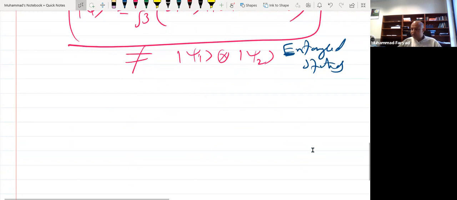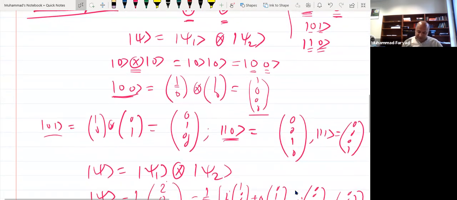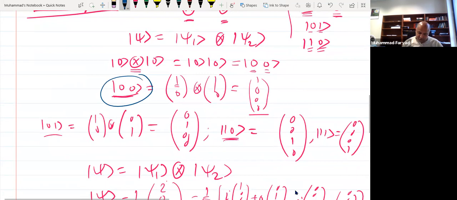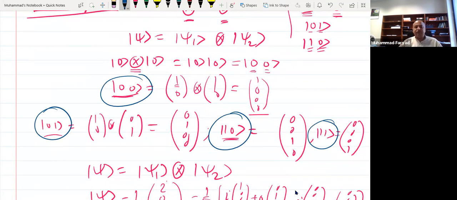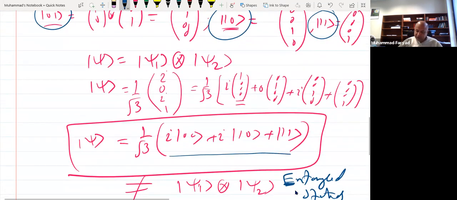Okay, so to give you another example, let's say I have a state like this. By the way, you can easily now see that the states 00, 01, 10, and 11 form a basis for this two-qubit system, because any state can be written as a superposition of these basis states.